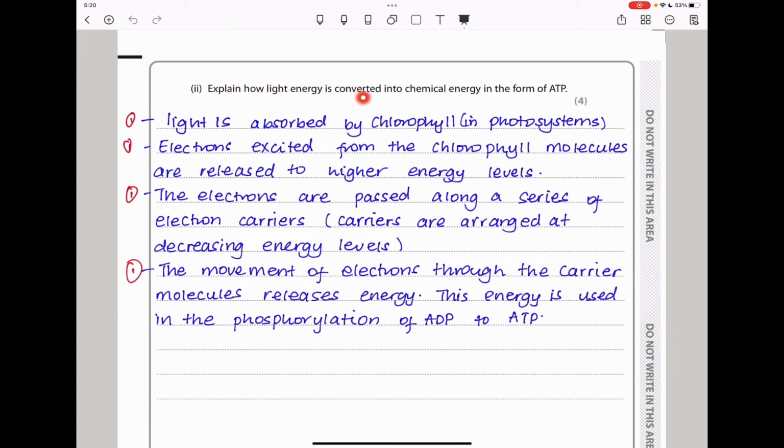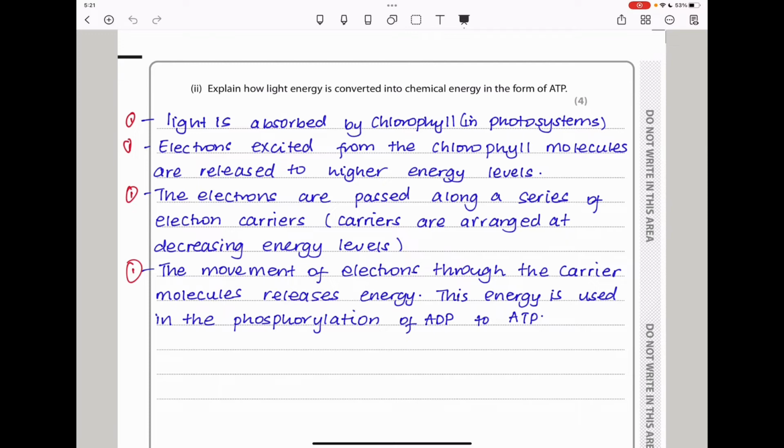Explain how light energy is converted into chemical energy in the form of ATP. Now, in this case, we're going to talk about how light is going to be absorbed by the chlorophyll molecule, and then the electrons excited move through the photosystems, and then ATP is generated. So here I say light is absorbed by chlorophyll in the photosystems, and the electrons are excited from the chlorophyll molecules. So these are released to higher energy levels, and as the electrons are passed through the series of electron carriers, this is within the photosystems, or as they move within the cycle, the cyclic and non-cyclic photophosphorylation.